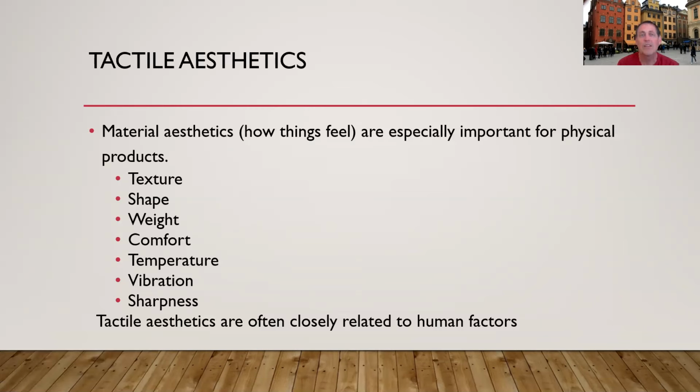The temperature, which has to do with the material at the surface as well. Does it vibrate? That can be good or bad. Does it have some sharpness to it? These are some examples of material aesthetics that can make a big difference when you have a physical product. Often these tactile aesthetics are closely related to human factors. So for instance, the shape, weight, comfort of a handle is closely related to the ergonomics of that handle.